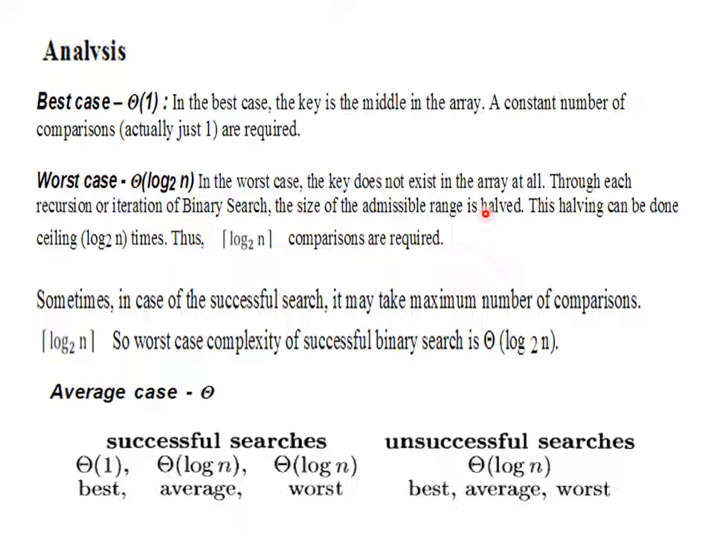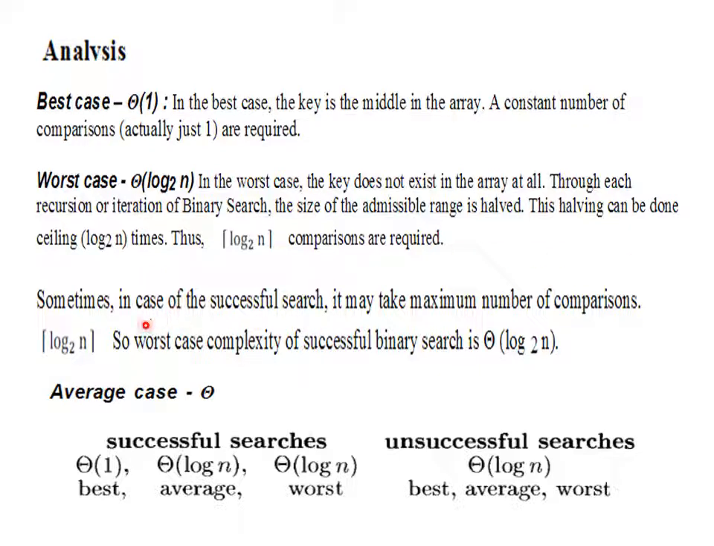But keep it in mind, each time we are dividing the problem into half. We are reducing the problem into half. So this is the maximum time when we create a tree like this, then the depth of the tree is equal to log n. So the worst case time complexity is equal to log n.